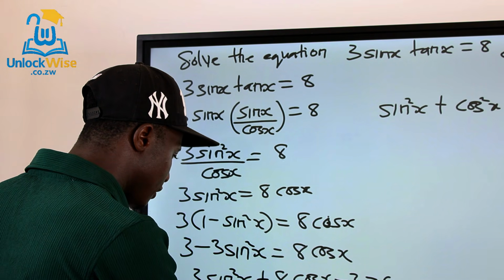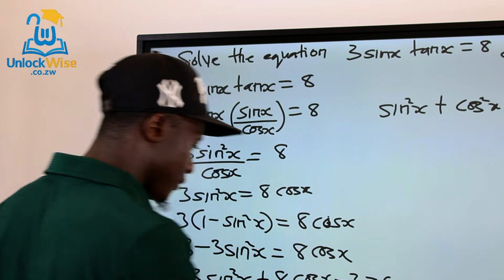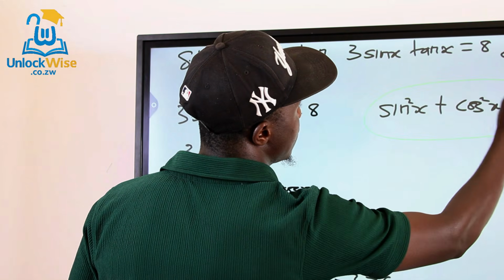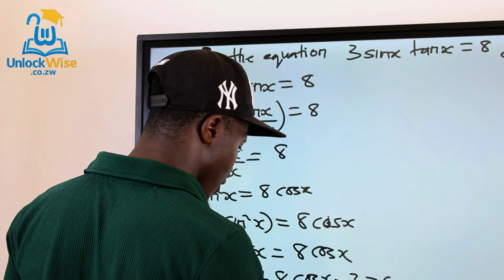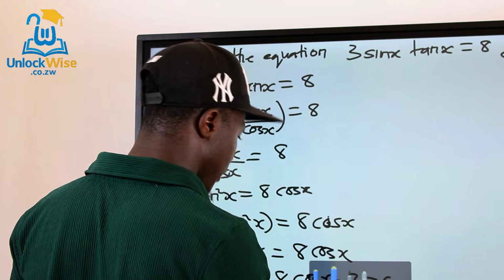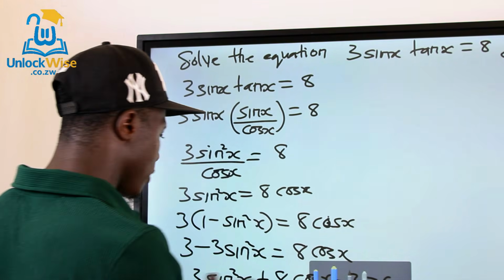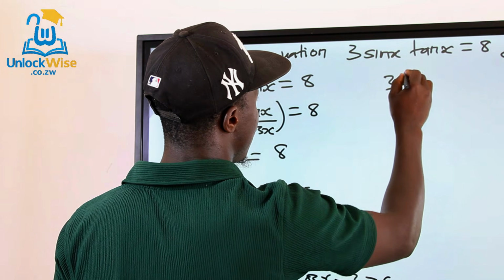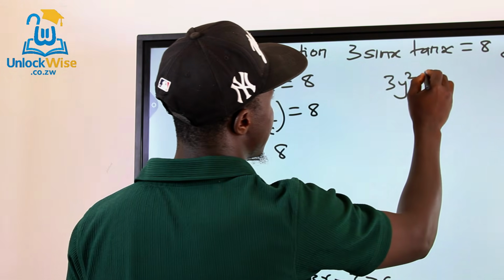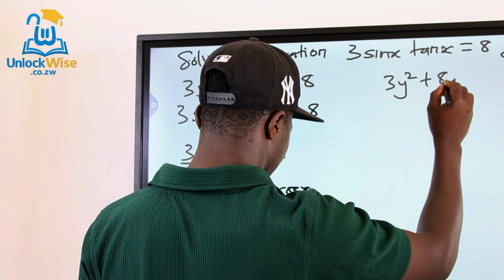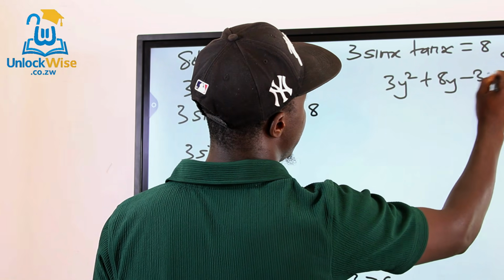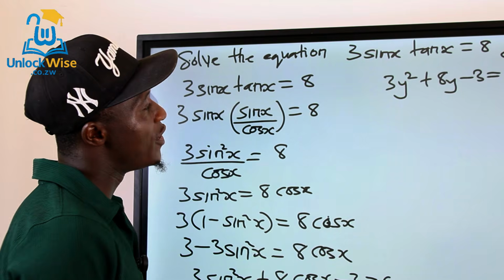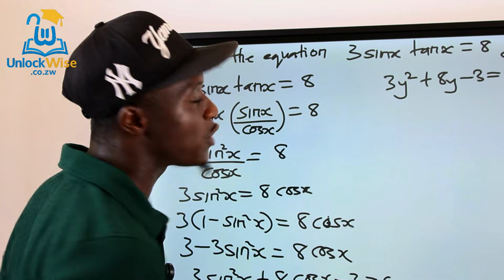So for you to calculate this in a simple manner, you are going to let sine x is equal to y. Let sine x is equal to y. Now if sine x is equal to y, we are going to say 3y squared plus 8y minus 3 is equal to 0. Now we do the simple factorization.